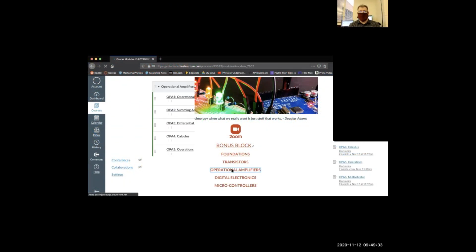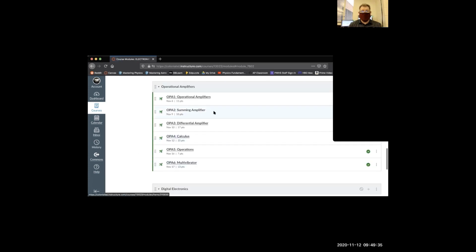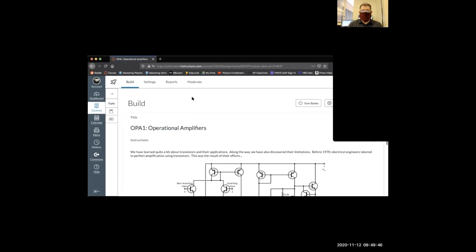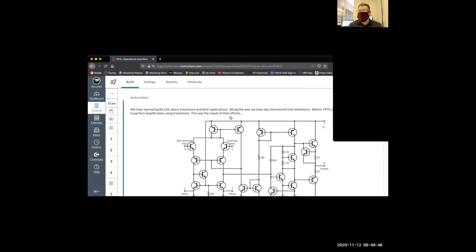Operational amplifiers. Bam. And I have, as promised, 6 of these things. Let's go through them, and I will look at them and talk about them simultaneously. Here I go. Operational amplifiers number 1. Here was the whole point.